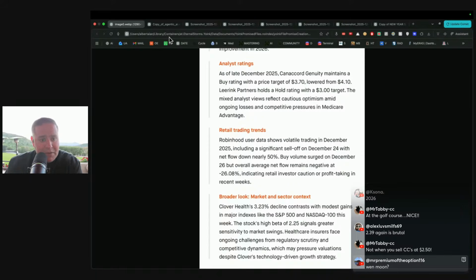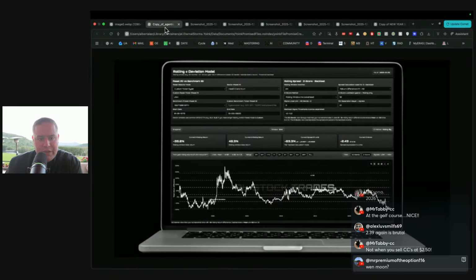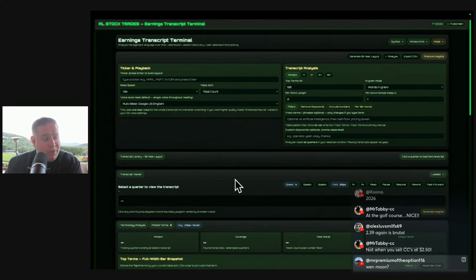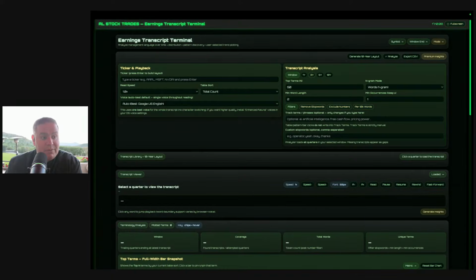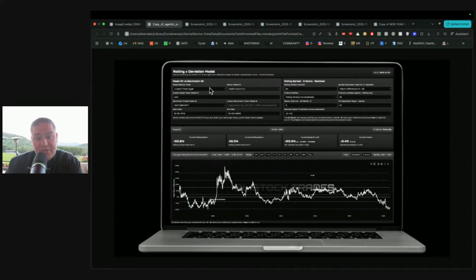So now, what I wanted to do is, we just released, so I'm going to show you this new release with the computational analysis of earnings. We're going to go ahead and go through earnings, which is going to be pretty cool. You're going to see some really cool stuff. But this one here is the rolling standard deviation model.